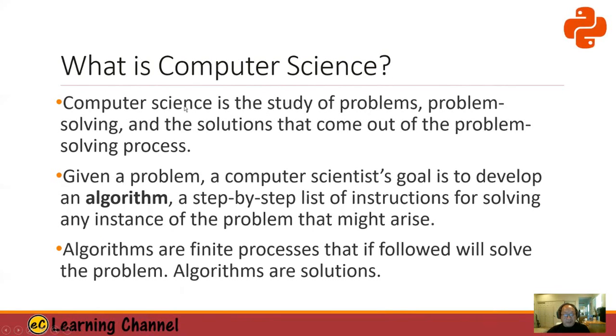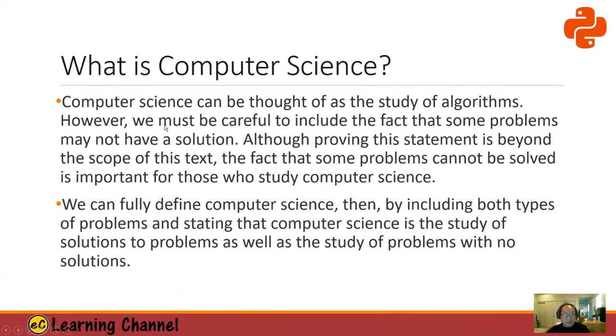So what is computer science? Computer science is the study of problems, problem solving, and the solution. Given the problem, the computer scientist's goal is to develop an algorithm, a step-by-step list of instructions for solving any instance of the problem that might arise. Algorithms are finite processes that, if followed, will solve the problem. So algorithms are solutions. So computer science can be thought of as the study of algorithms. That's one aspect, but actually computer science is more than that.